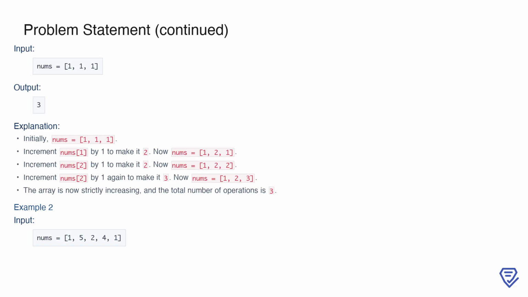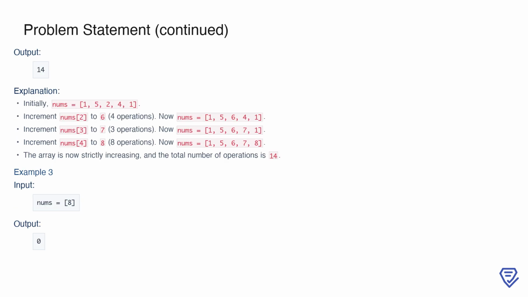So, we increment nums[2] by 1 to make it 2, resulting in 1, 2, 2. Since this still doesn't satisfy the strictly increasing condition, we increment nums[2] again to make it 3. Now the array becomes 1, 2, 3, which is strictly increasing. The total number of operations required here is 3. This example demonstrates the need to carefully adjust each element to ensure the array satisfies the condition.